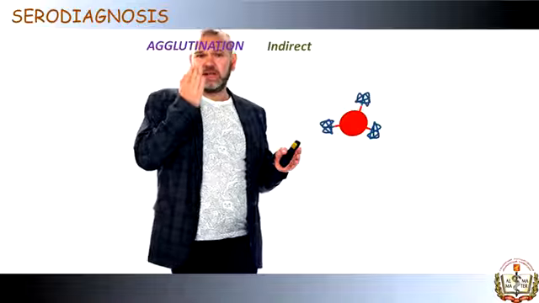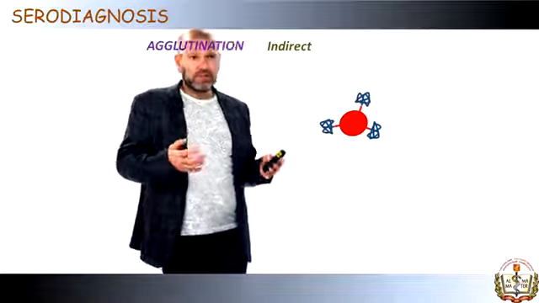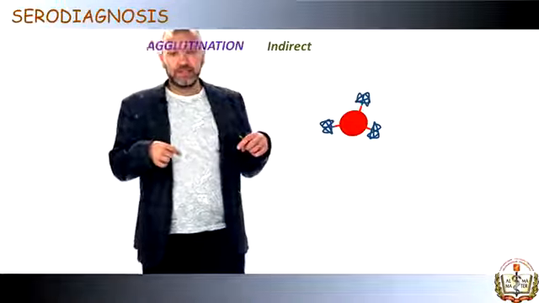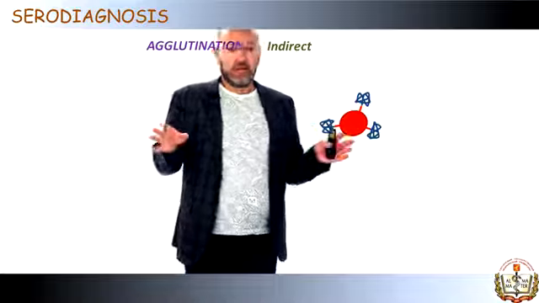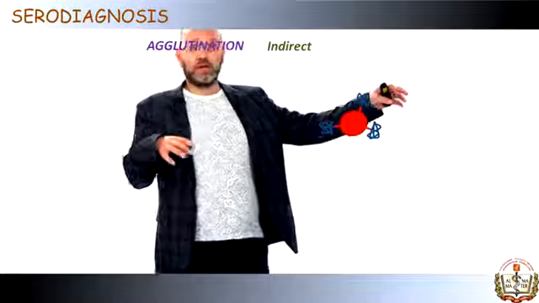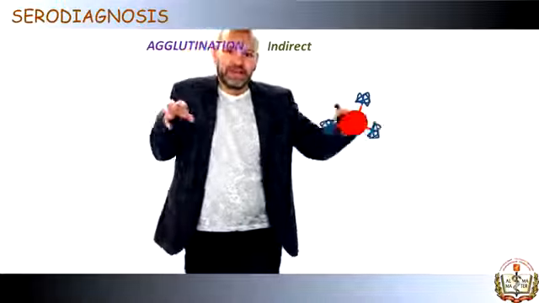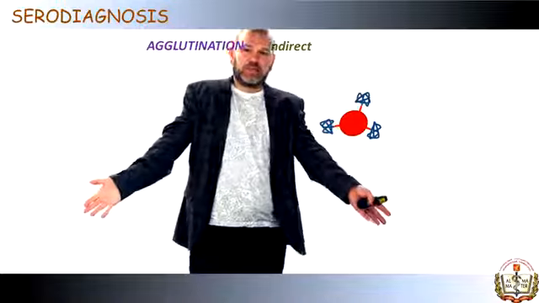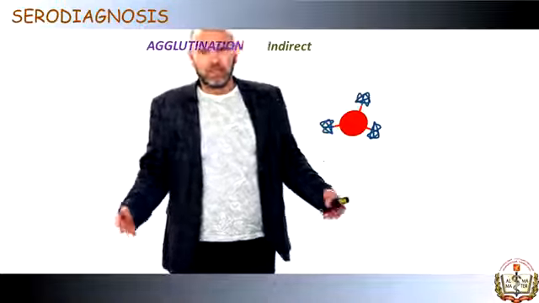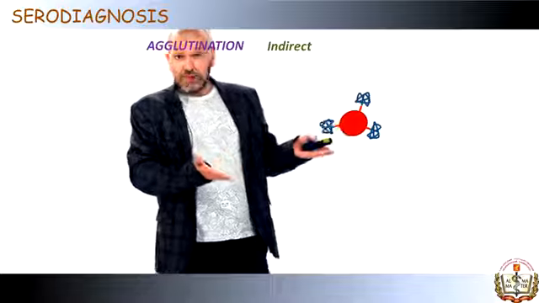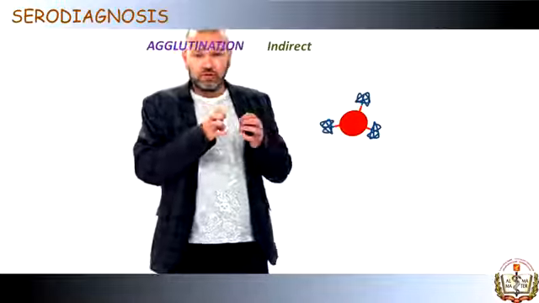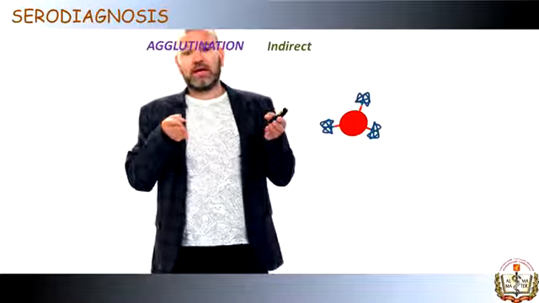Why do we need an indirect test? It is used when the antigen itself is not a particle. If we have an antibody which is not a particle, and an antigen which is not a particle, agglutination is not possible and a result will not be seen. But you need to see. Even if that complex is too small, you still need to see it with your naked eyes.